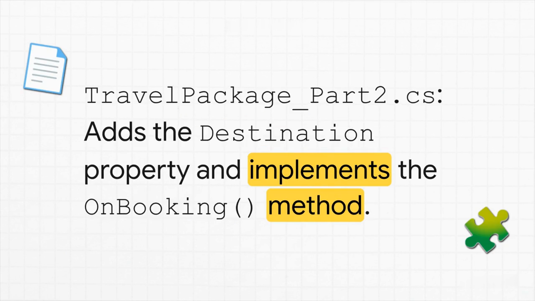Then, in a completely separate file, maybe a second developer comes in and adds a destination property, and they see that note and provide the actual implementation for that onBooking method. Just like that, the placeholder is filled in, and these two separate files are working together perfectly as a team.